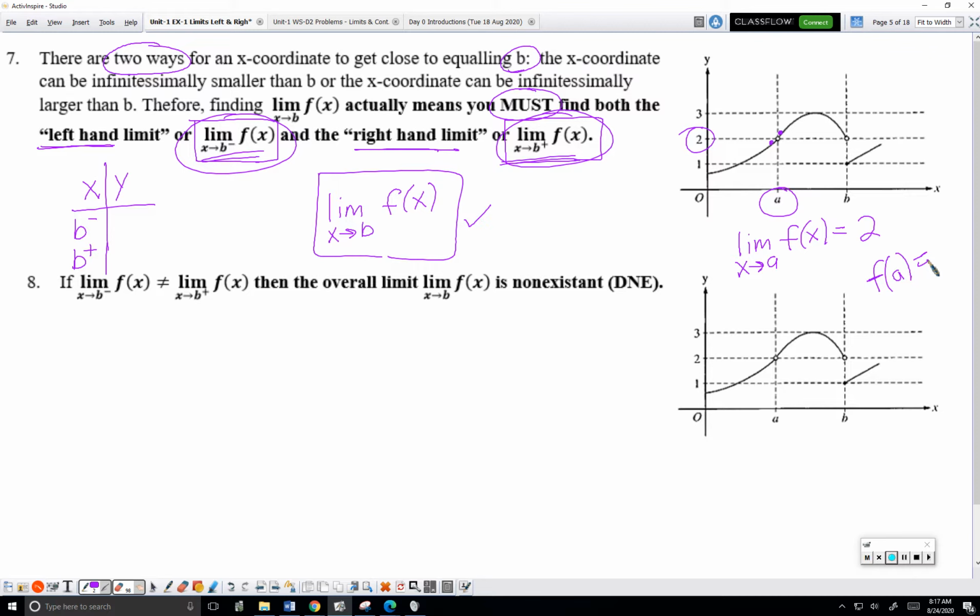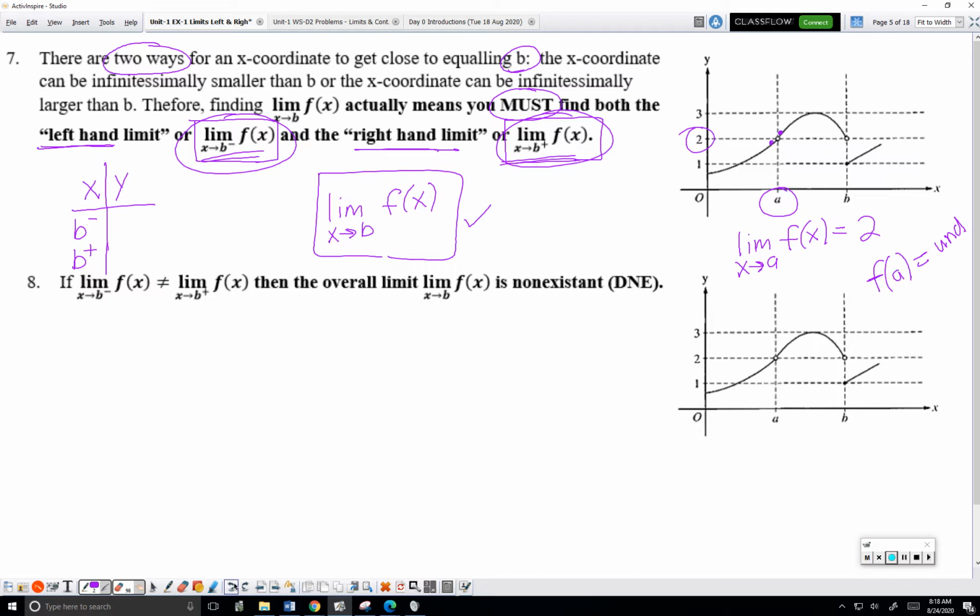What do I write here when the x coordinate is exactly a? And what do I write here when the x coordinate is exactly a? Undefined. I'll just abbreviate that. Because when x is exactly a, there isn't a dot anywhere. So there's no y coordinate for an x coordinate that is equal to a.